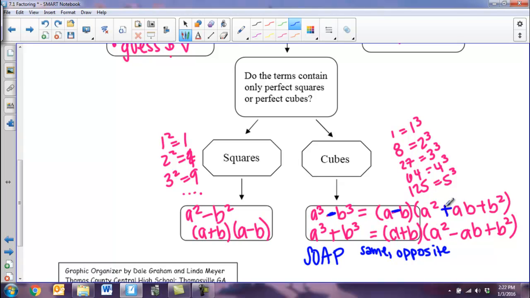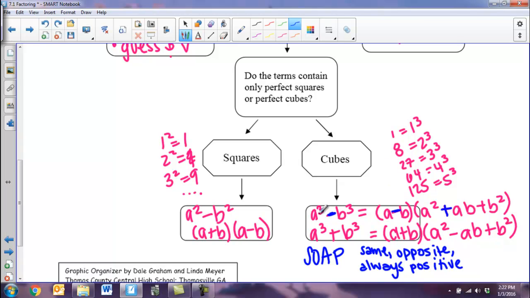So since this was a minus, now it's a plus. And then finally, that last term is always positive. So it works the same way for the sum. You have the same sign in your first factor, you have the opposite sign in the second part, and then the third sign is always going to be positive.